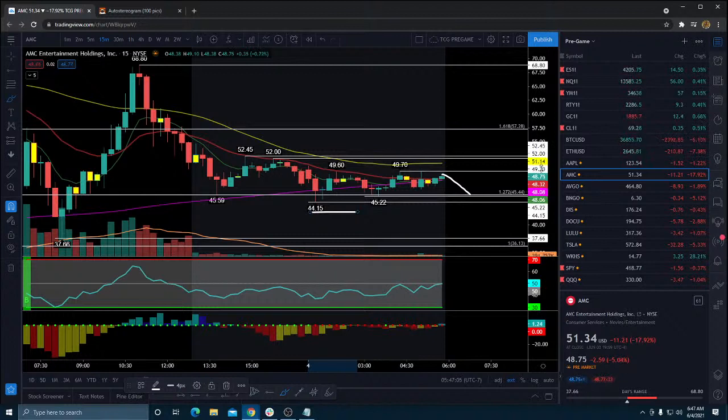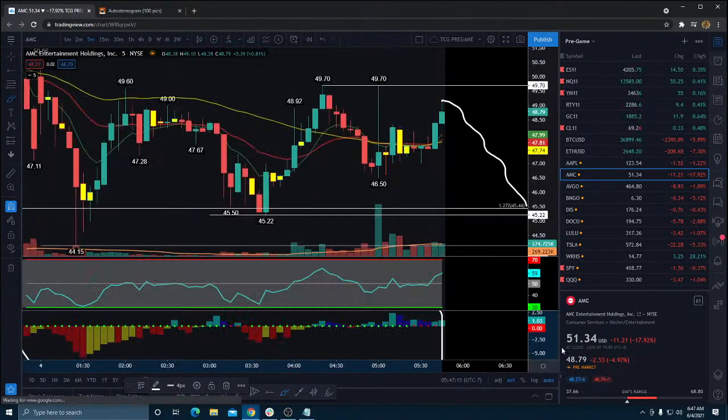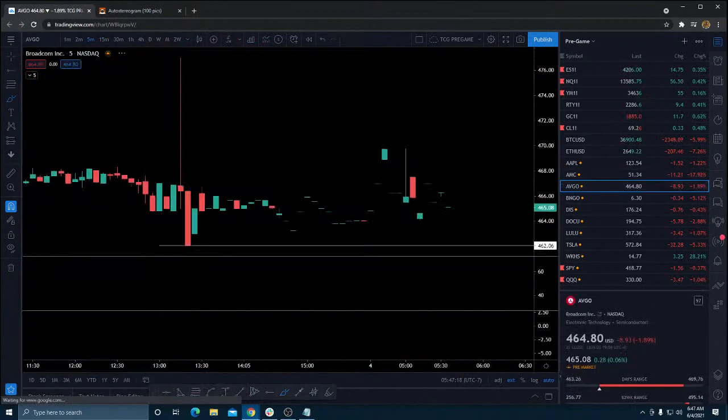I would only trade this if you're an experienced trader. It is providing amazing volatility, but it can be a tough trade for newer traders. There's easier things to trade than AMC.